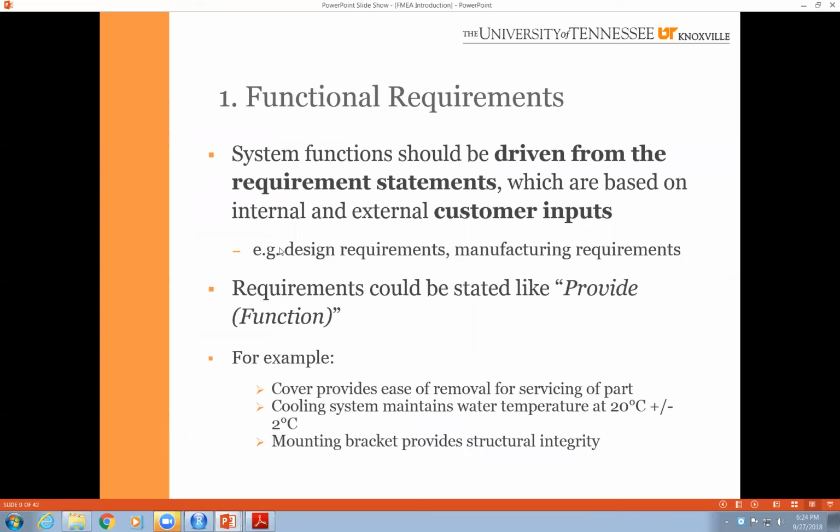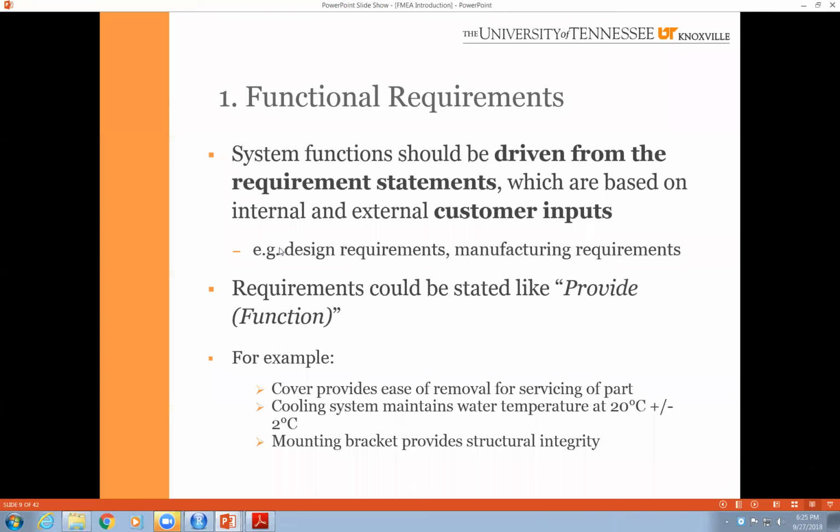One of the most important things is you really need to understand the functional requirements for the product that you're working on and that you're designing. Typically, the requirements come from customers. Keep in mind the customer is not only the person buying the product, but also downstream. That's why you need the manufacturing engineer in the room to think about, if you design that, can I actually manufacture it? Can I actually service it?